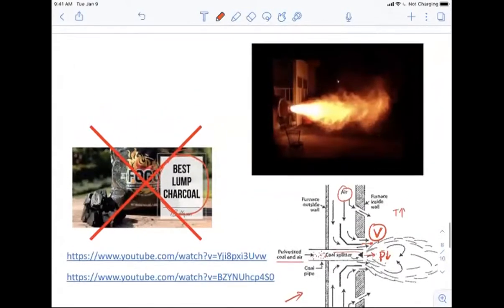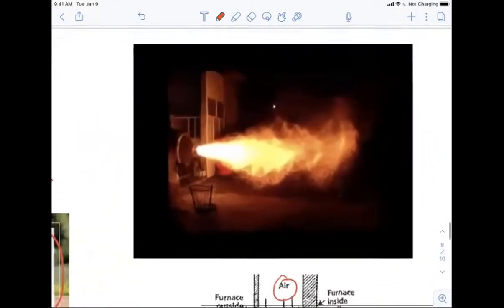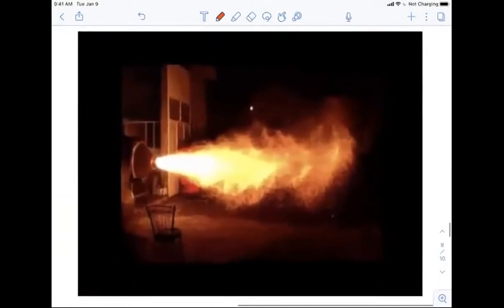So just to give you a more visual understanding of this combustion process. This is how a combustion nozzle looks like. Okay, so you introduce a coal into an open space, right? And then you light it up.